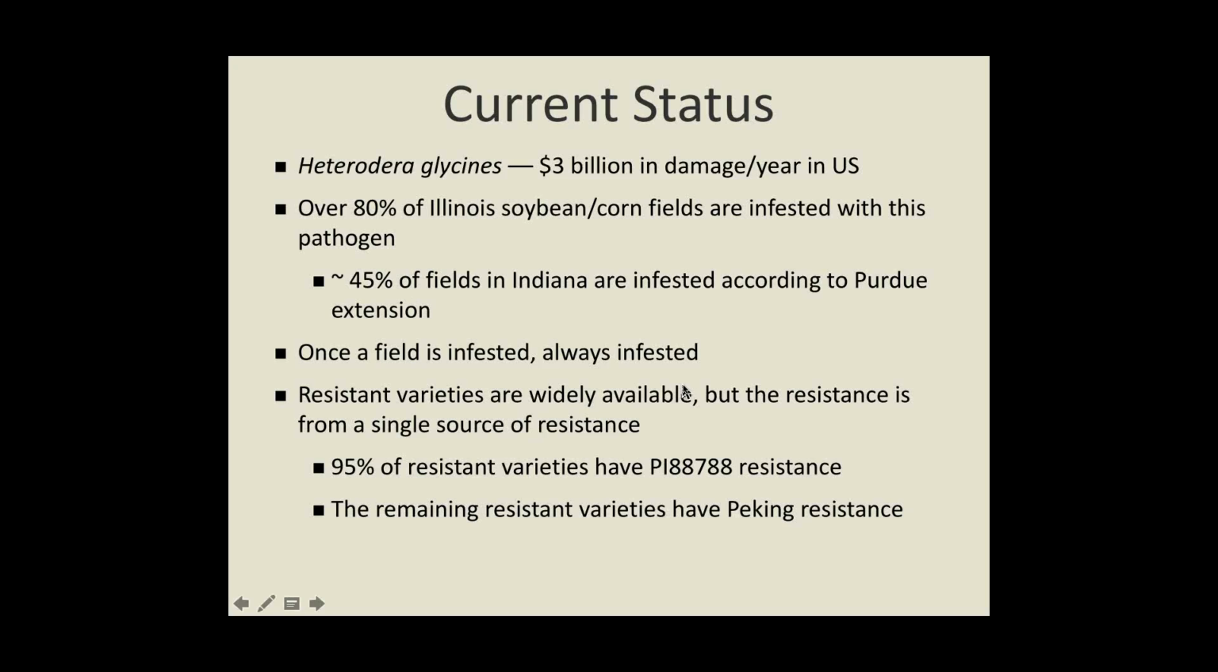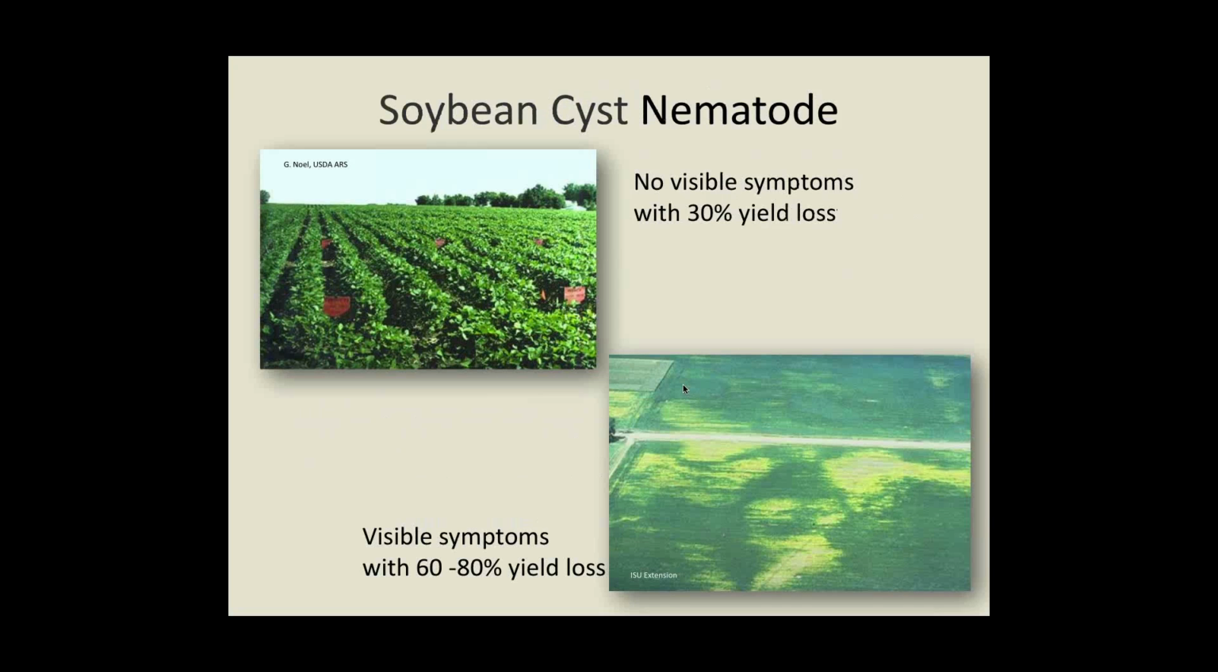The resistant varieties are widely available for this disease. I mean, you pick up any brochure, it is hard to find varieties that are stated as being susceptible to cyst nematode. About 95% of those varieties do trace back to a single source of resistance, and that's PI 88788. The remaining resistant varieties that you might come across, that other 5%, would be kind of a hodgepodge of others, but most of those would be varieties with Peking resistance. And we'll talk a little bit more about that in just a second.